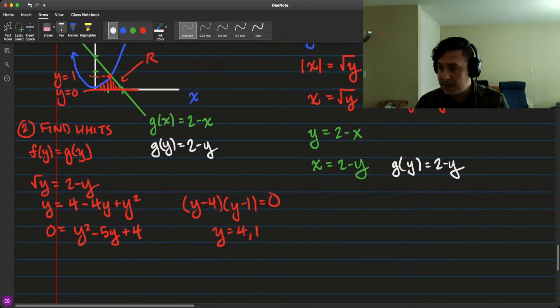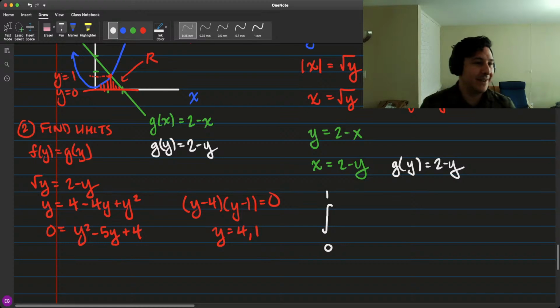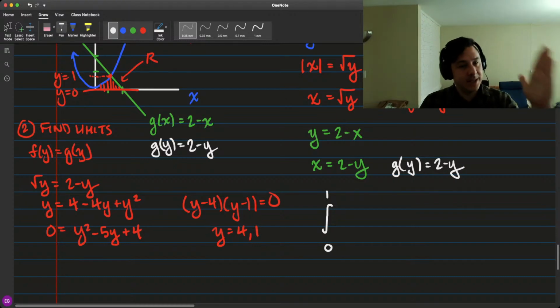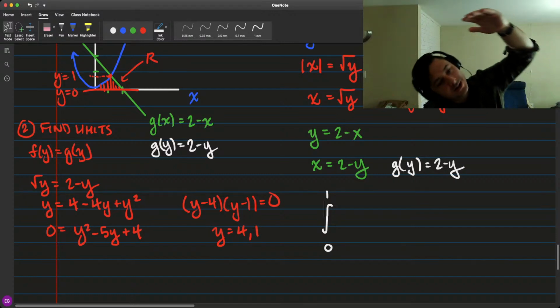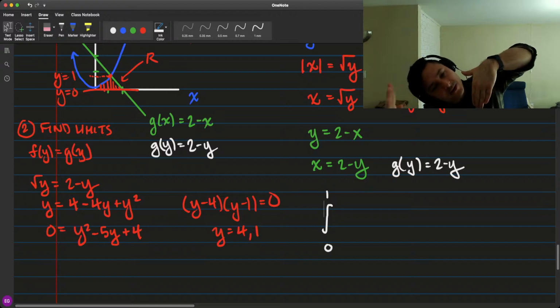The integral that we need to solve is from 0 to 1, and then you do the top curve. So which one is the top curve? If you turn your head sideways, which one is on top? You have g and you have f. Yeah, it's g. Remember, you turn sideways, you start at the y-axis and go up, first you hit the blue curve, then you hit the green curve.